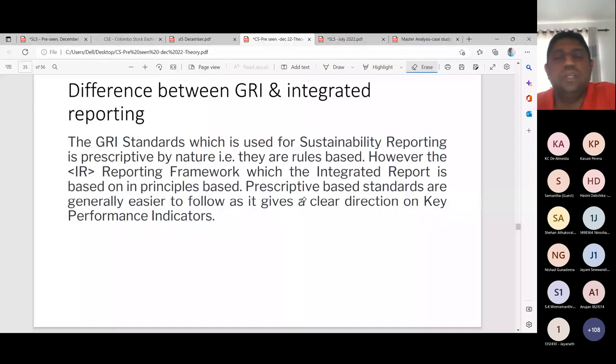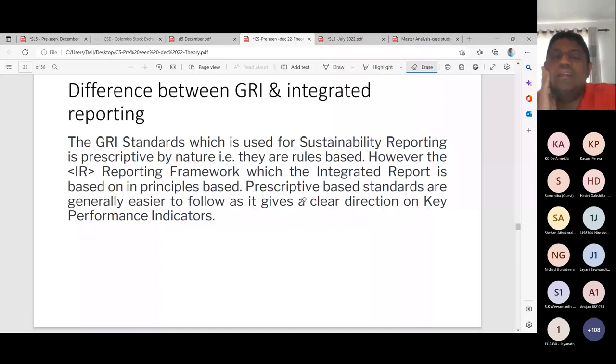The difference between these two is that GRI is more prescriptive in nature. So they give a list and then you have to report according to that particular list. But integrated reporting is different from that one; that is principle based, right?